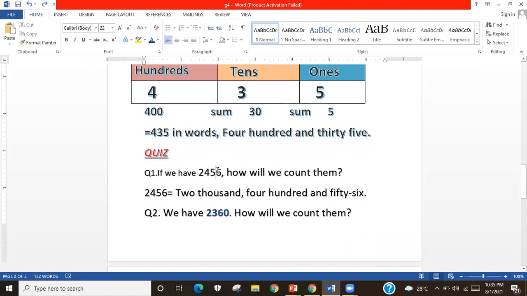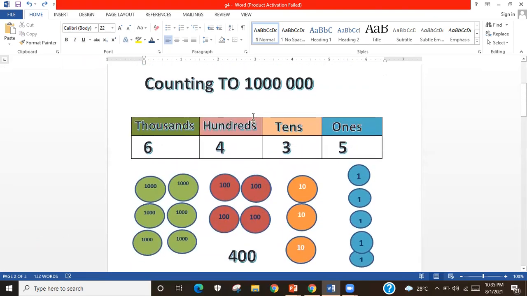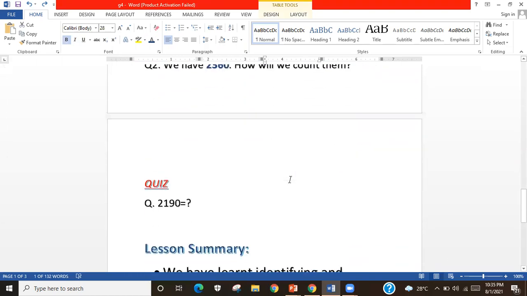The last digit we have is 6. 6 is ones. And the second one is 5. The 5 means we have tens. The last-but-one digit we have is tens.